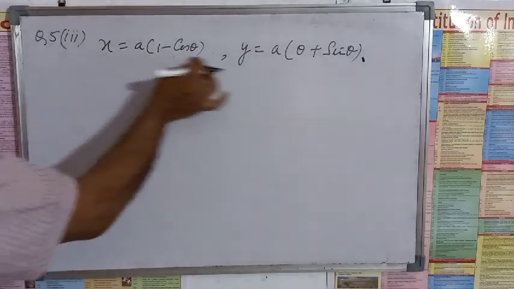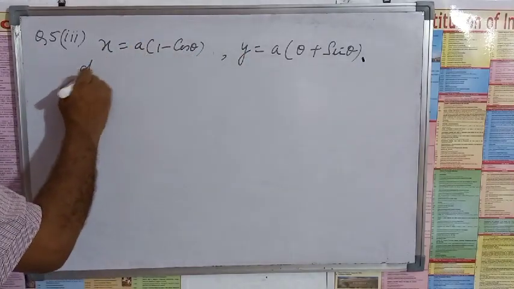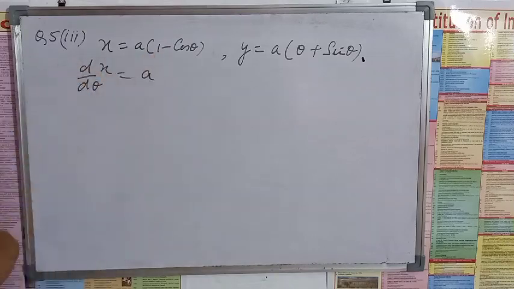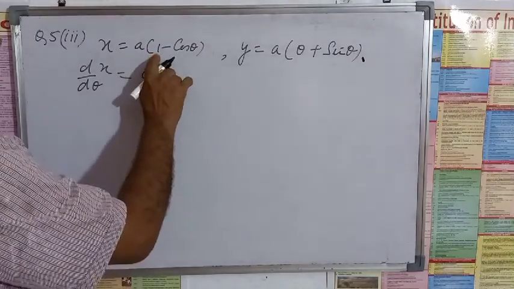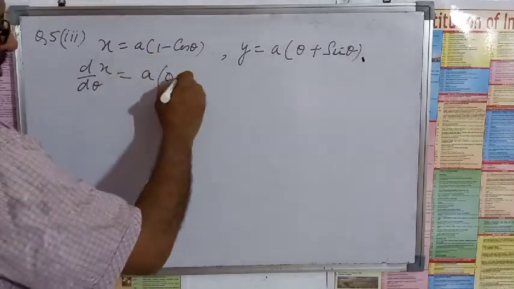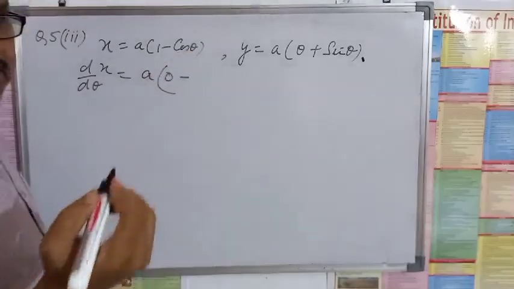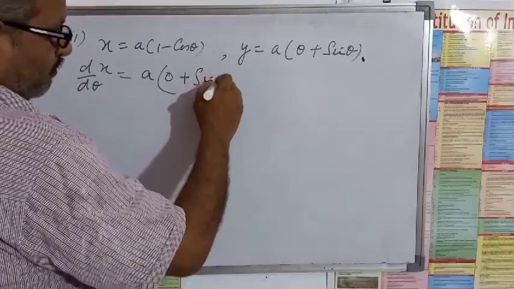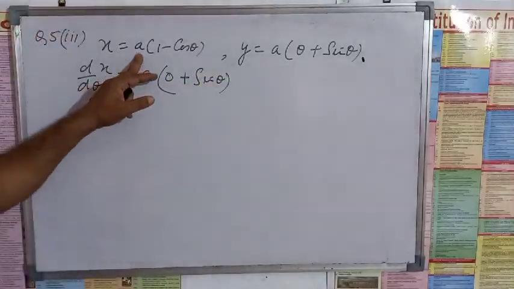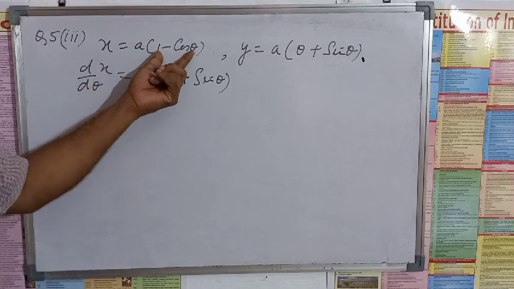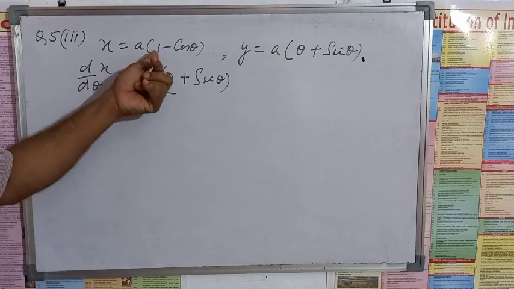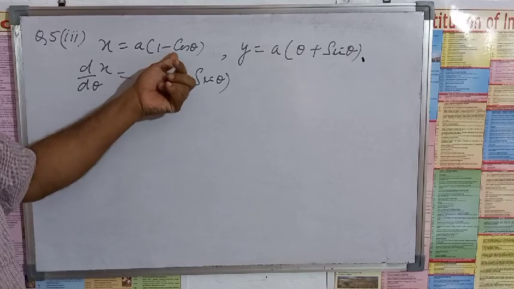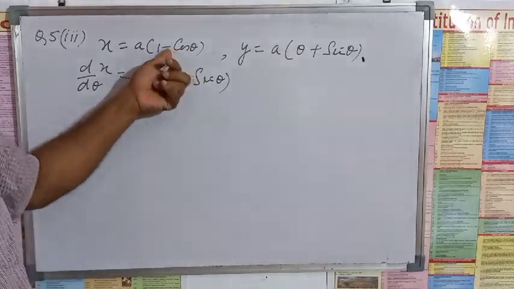So we will differentiate x and y with respect to theta. d by d theta of x: a is constant, so we can take it outside. Differentiate 1 minus cos theta: derivative of 1 is 0, and the derivative of minus cos theta is minus sin theta, so it becomes plus sin theta.